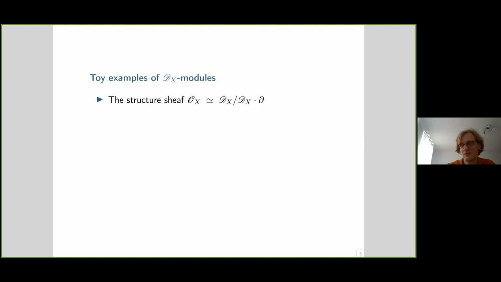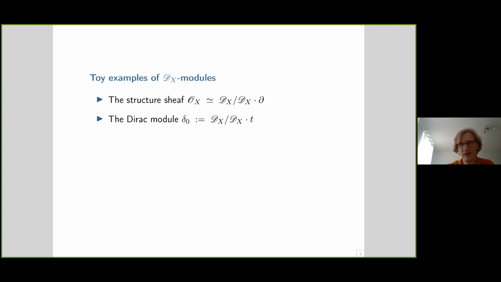And now you can dualize this definition and get a skyscraper D-module by modding out the left ideal generated by T. This is now, as a sheaf on the affine line, concentrated at the origin. So it's a skyscraper sheaf, but it's not coherent as an O_X-module. It's only coherent as a D_X-module.